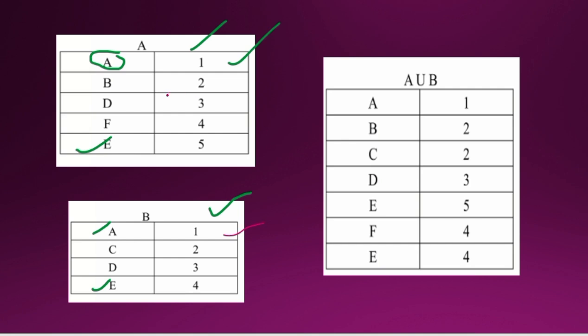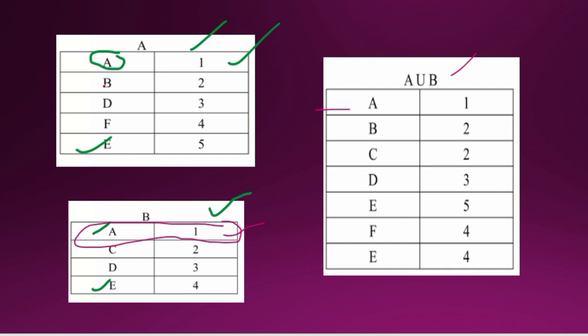So union means it will eliminate the duplicate values. Elimination means it will allow A to enter only one time. So here in the A union B table, it will allow the A value to be entered only one time.